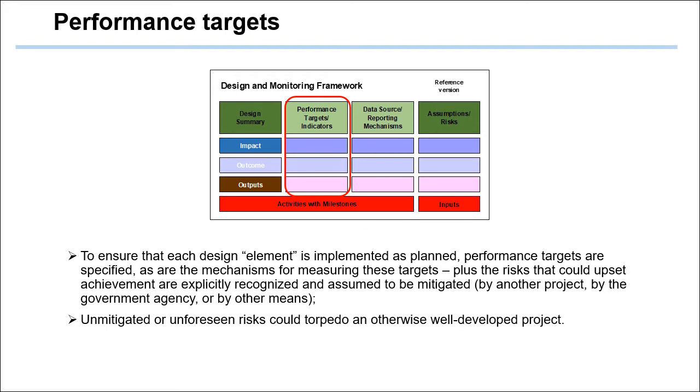So in relation to performance targets, it's important to ensure that each design element is implemented as planned. And so performance targets are specified as well as the mechanisms for measuring these targets. And then in turn, the risks that could upset achievement are explicitly recognized and assumed to be mitigated either by another project, by the government agency, or by other means. Unmitigated or unforeseen risks could actually torpedo an otherwise well-developed project.